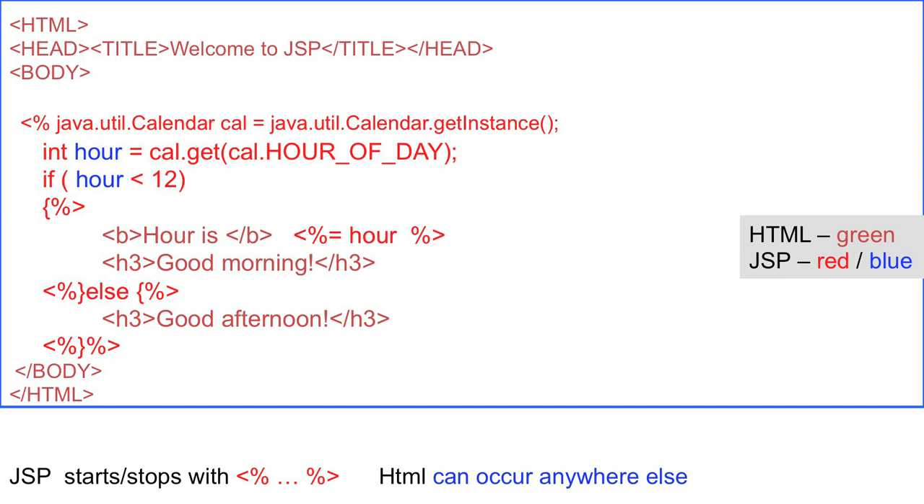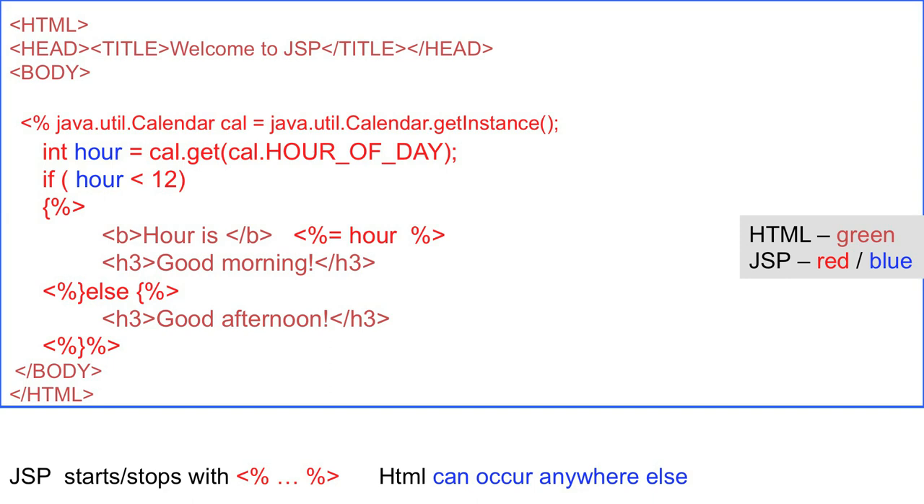So these four lines are inside the JSP. And then in bold, this is again the HTML portion, bold, Hour is, and then <%= %> will display the value of a JSP variable. Hour is a variable which is already declared as integer type, so we will display the value of hour. It will be displayed by the percentage equal sign.